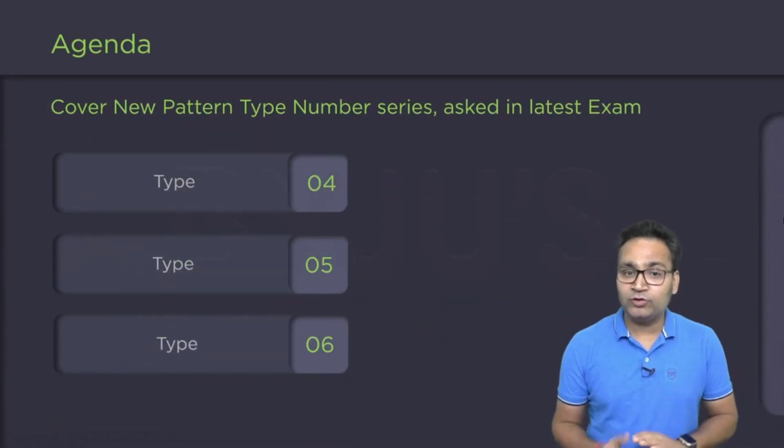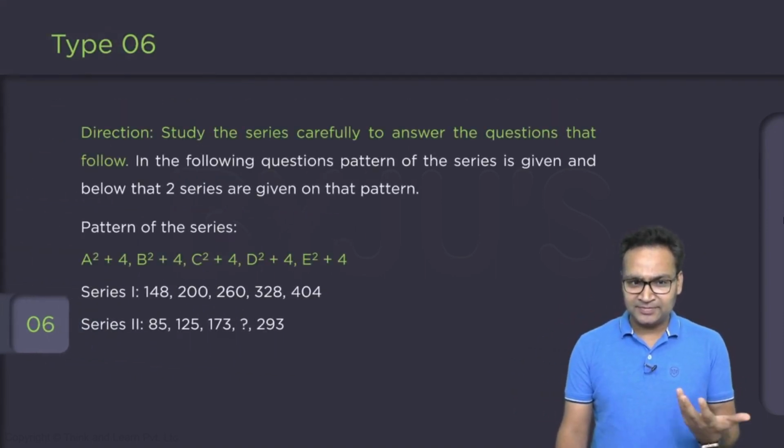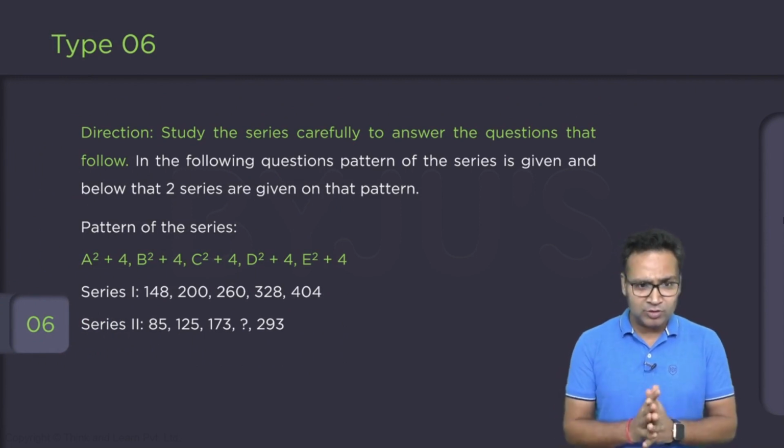So now let's move on to type 6. Let's see what exactly is type 6. Just look at this question. This looks like a DI question, right?